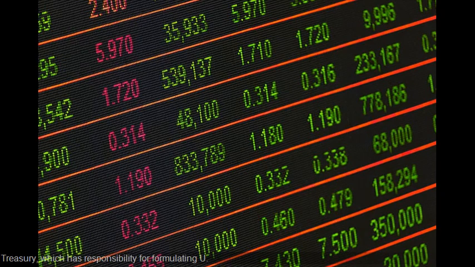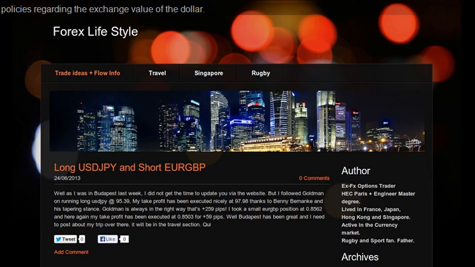Treasury, which has responsibility for formulating U.S. policies regarding the exchange value of the dollar.